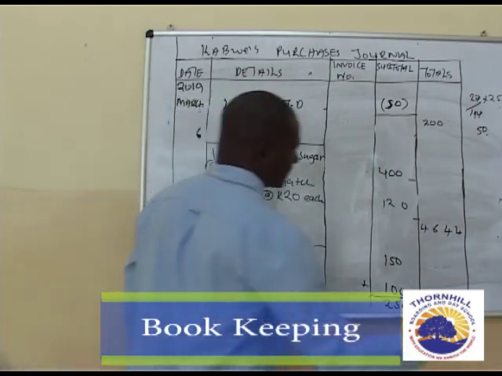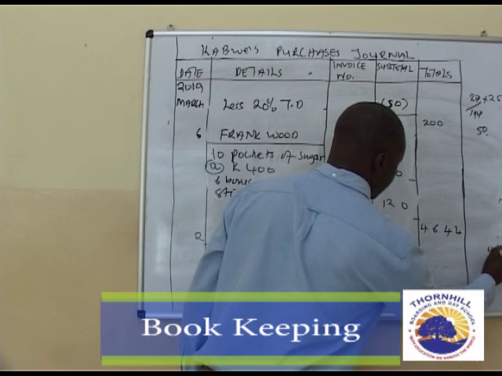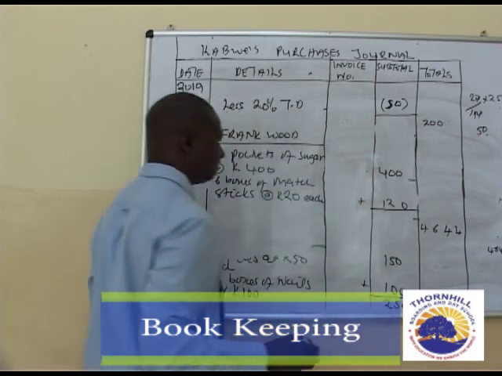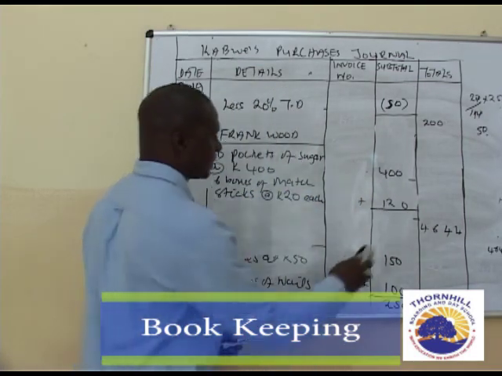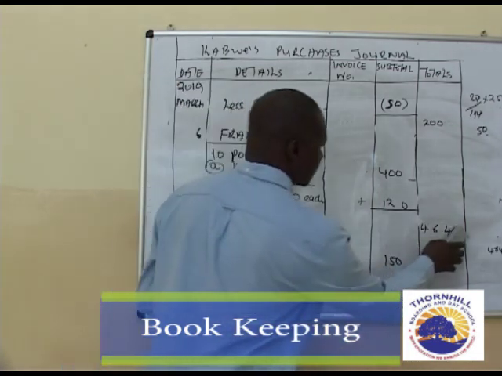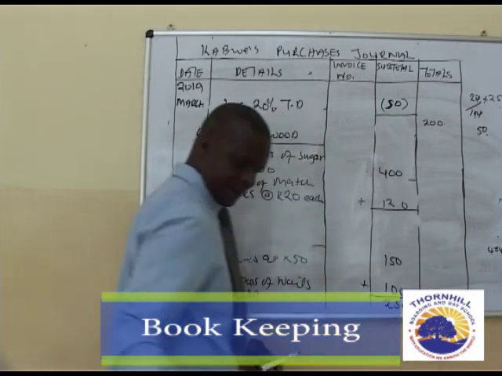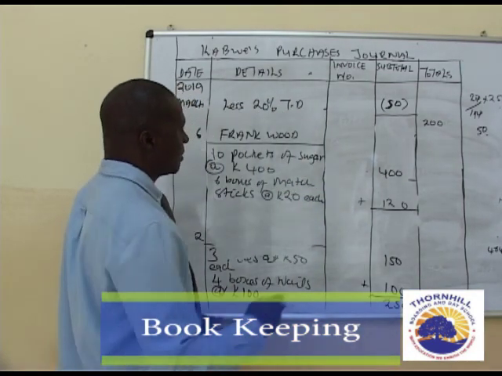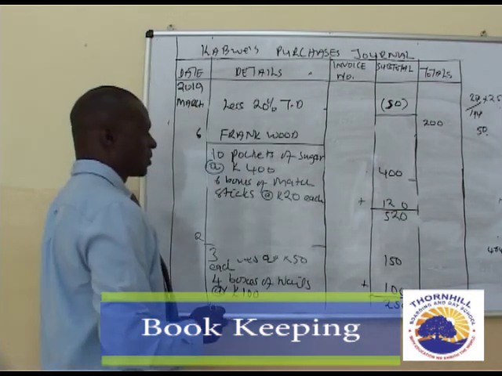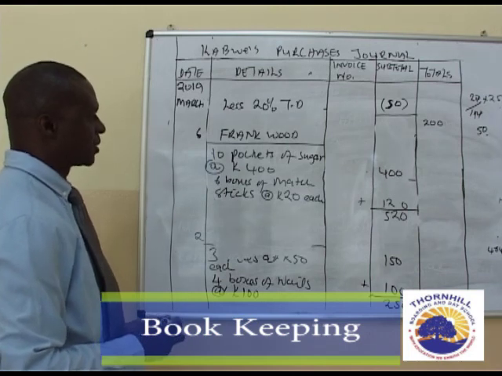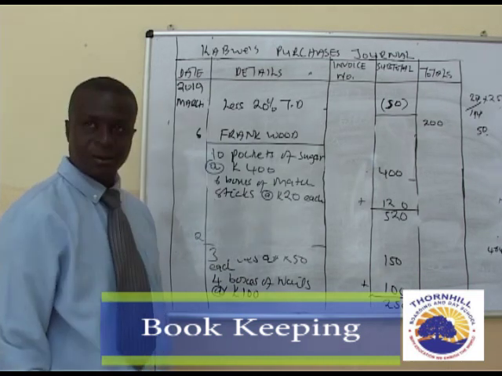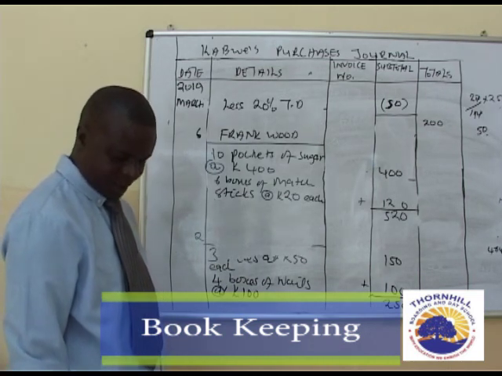So we get the total. Just let me remove this total here. We remove this. We know it is there. We get that total. We have 520 in total. So now, from that, we need to remove a trade discount of 2.5%.